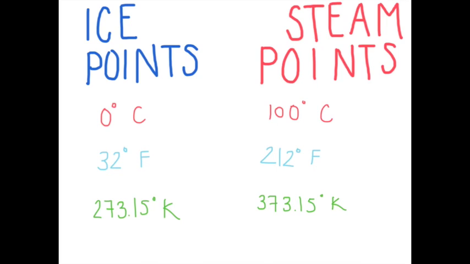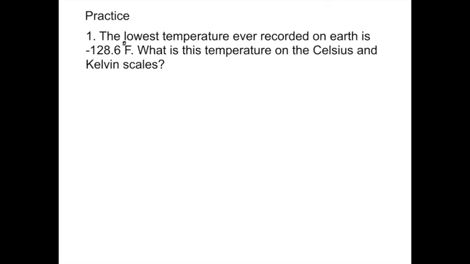And as you can see, as I was explaining on the slide before, the difference in degrees Celsius between ice and steam, 100 degrees, is the same difference in kelvins. This is also 100 degrees. That's because the steps in each type of measurement system are the same. Now let's do some practice with temperature conversions.